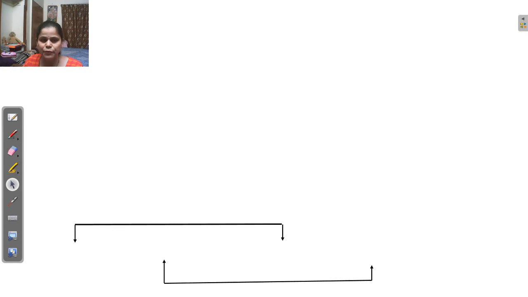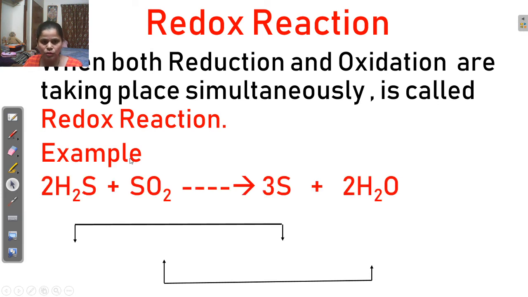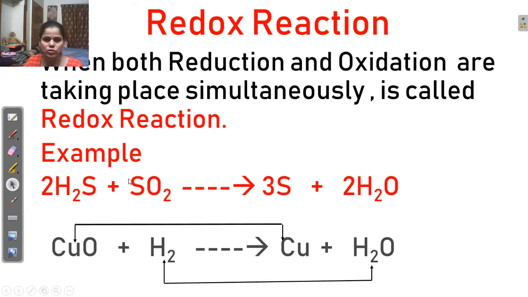So our next and very important definition is the redox reaction. It's very important. The definition and examples both are very important from the exam's point of view. So what is a redox reaction? When both reduction and oxidation processes are taking place simultaneously, it is called the redox reaction. In our previous slide, we saw the example of the redox reaction.